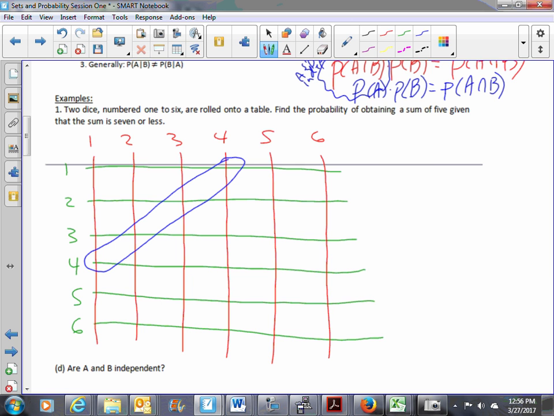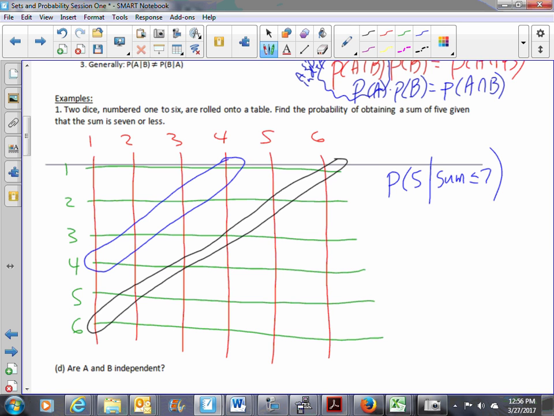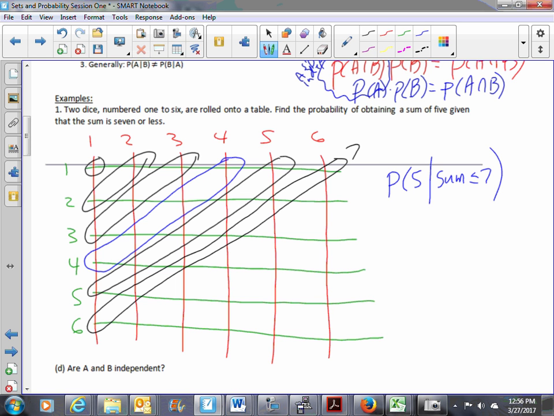Now, what is the probability that we get a sum of 5, given the sum is 7 or less? Well, this is a sum of 7 right here. This would be a sum of 6. I've already identified 5. This would be a sum of 4. This would be a sum of 3. And this would be a sum of 2. So if you'll notice, there are 6.